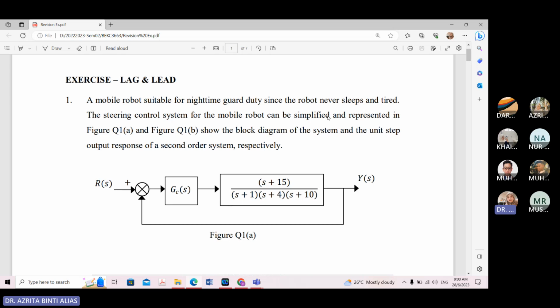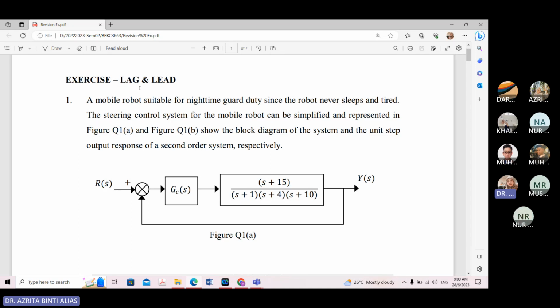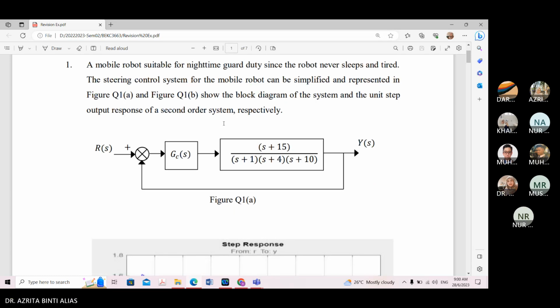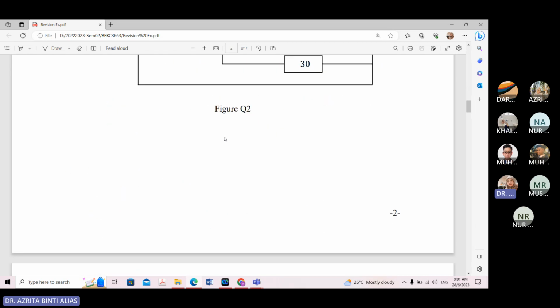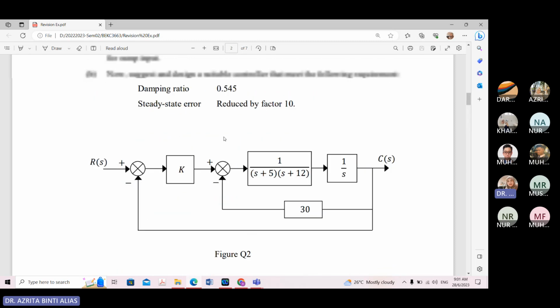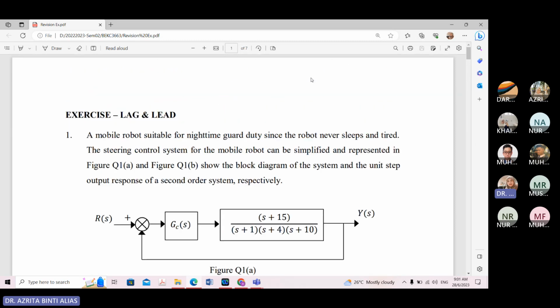Okay, so here is the exercise. Today we will do the exercise on lead and lag. We already did the exercise on Zeclanicus for question number 2. So for question number 1, you need to answer the lead and lag compensator. I give you three questions related to lead and lag compensator in this exercise. So first we look at the first question here.